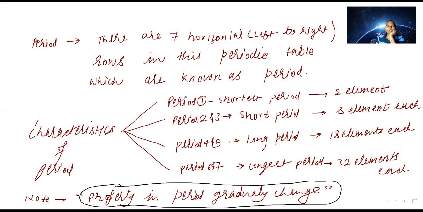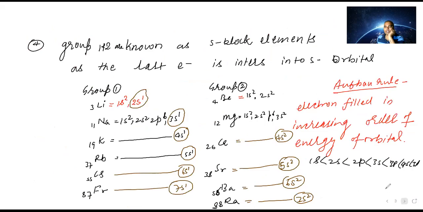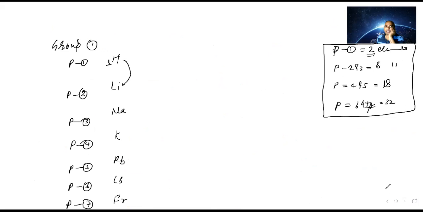No, not erased. See, period 1, shortest period, 2 elements. Period 2 and 3, short period, 8 elements. Period 4 and 5, 18 elements. Period 6, 32 elements. So period number 1, how many elements?